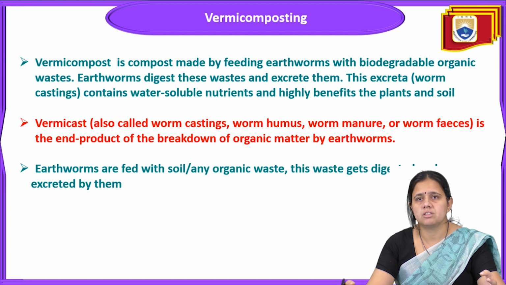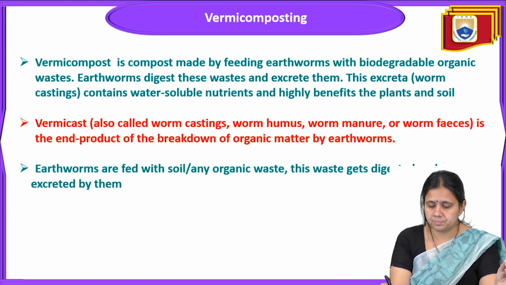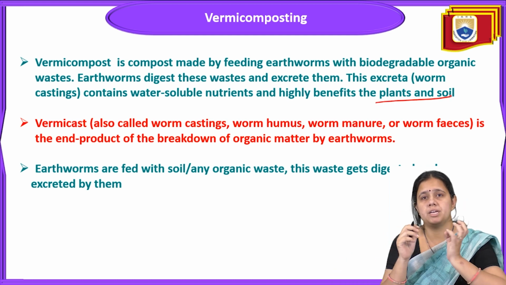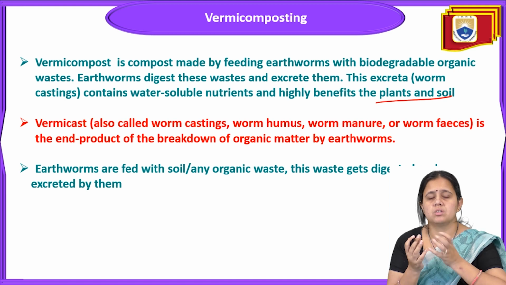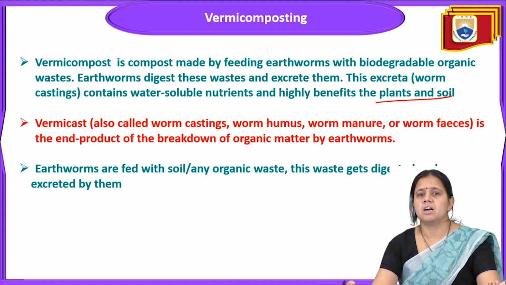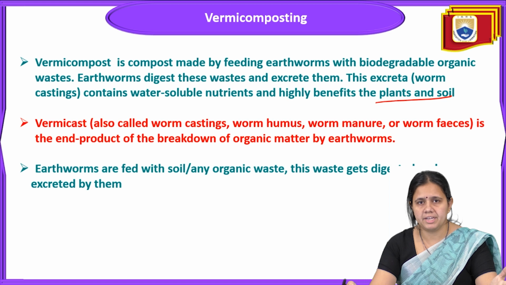The earthworms digest all the organic matter present in the waste, and the excreta of the earthworm is called the vermicompost. This excreta is also called worm casting. It contains water soluble nutrients and is highly beneficial for the plant and soil. So vermicompost is a compost made by feeding earthworms with organic waste.